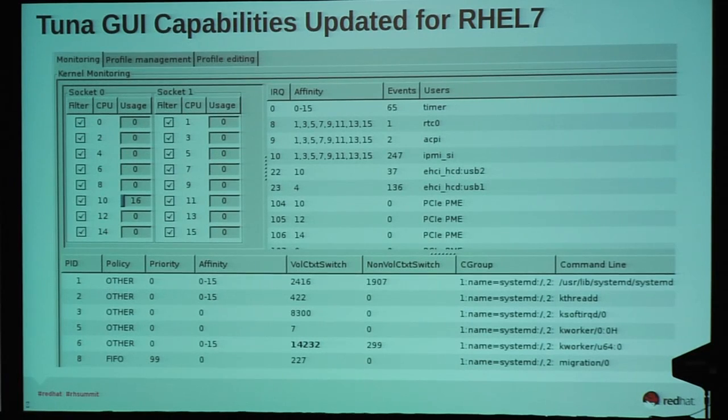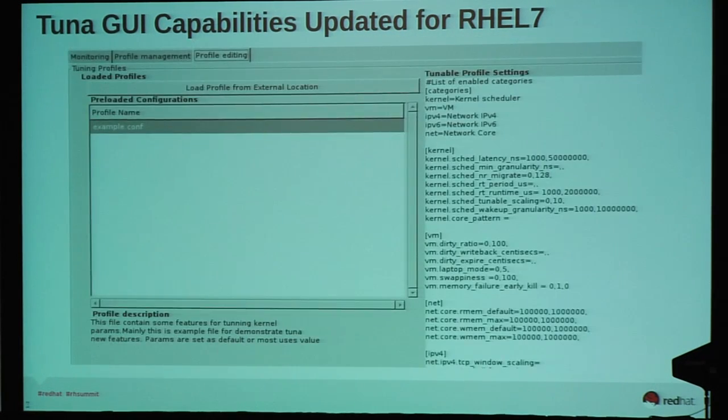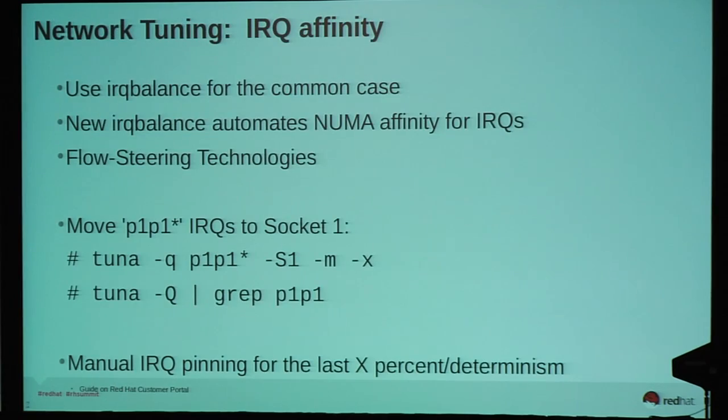This is what the GUI currently looks like. You've got CPUs in the top left, IRQs on the right, threads at the bottom. That's what's been in RHEL 6 for the longest time. These are new tabs. Do these look familiar? These are a lot of the knobs that we're adjusting in TuneD. You can drag these sliders left and right, turn these features on and off on the fly with this tool, save it to a file, and then replay that file later using the command line. You can also edit the profile as plain text.